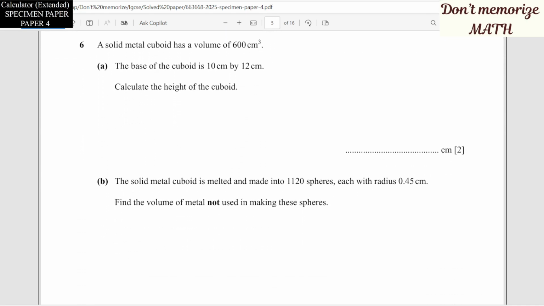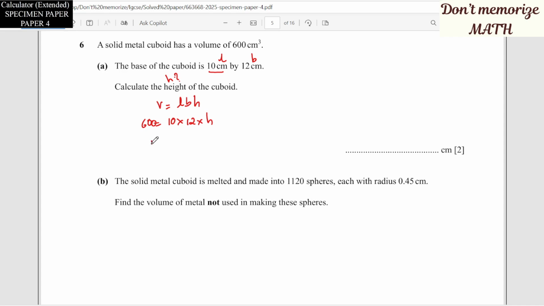Okay, question number 6. A solid metal cuboid has volume 600 centimeter cube. The base of the cuboid is 10 centimeter by 12 centimeter. Calculate the height of the cuboid. So we have the cuboid volume formula, that is length times breadth times height. Okay, so length and breadth is already given. We need to find the height. So what is volume? Volume is given. Volume is 600 equal to length is 10, breadth is 12 times height we don't know.